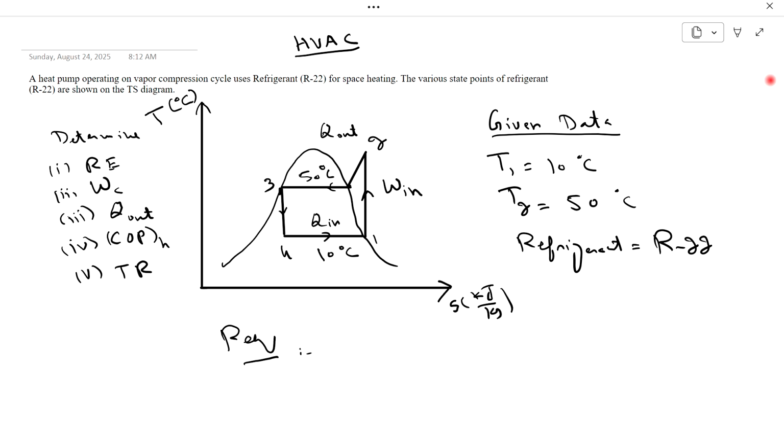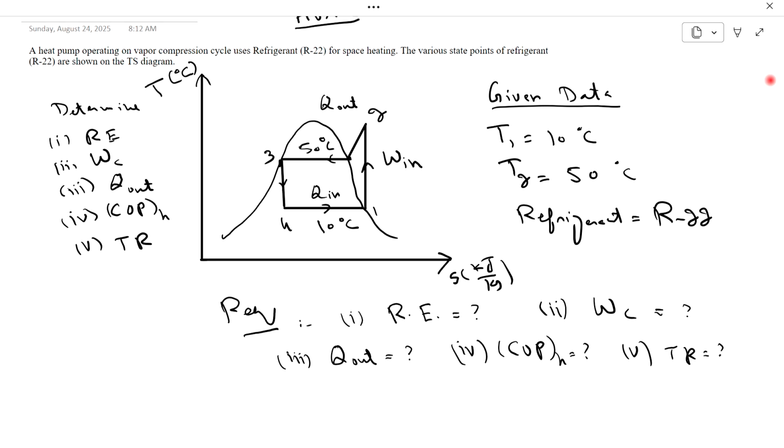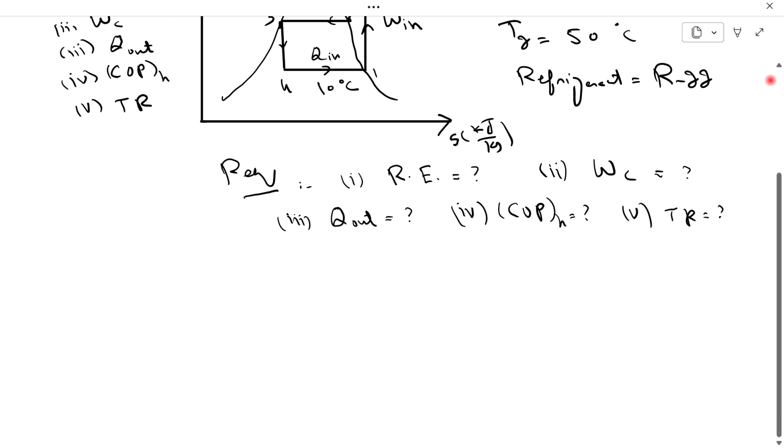So in required, we are writing the required things. Number 1, refrigeration effect. Number 2, work of compressor. Number 3, heat rejected in the condenser. Number 4, coefficient of performance of heating. And number 5, ton of refrigeration. And there are some assumptions in the problem.